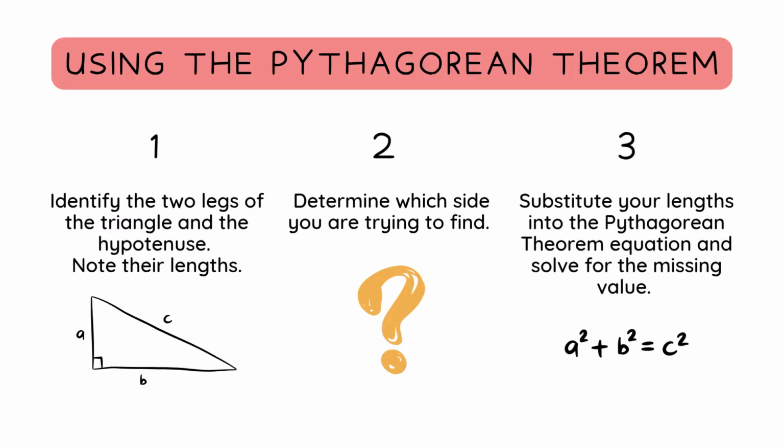How to use the Pythagorean theorem? Identify the two legs of the triangle and the hypotenuse. Note their lengths. Determine which side you are trying to find. Substitute your lengths into the Pythagorean theorem equation and solve for the missing value.